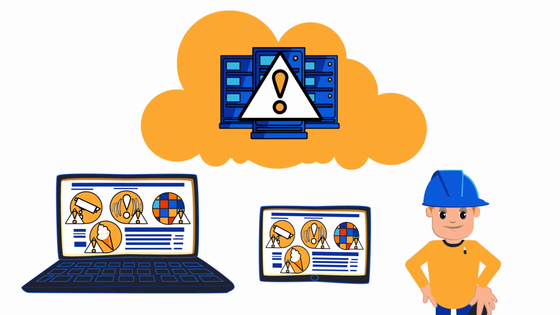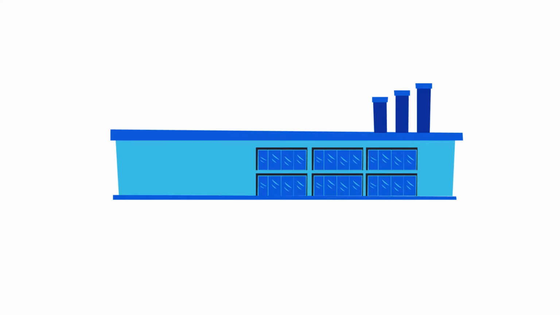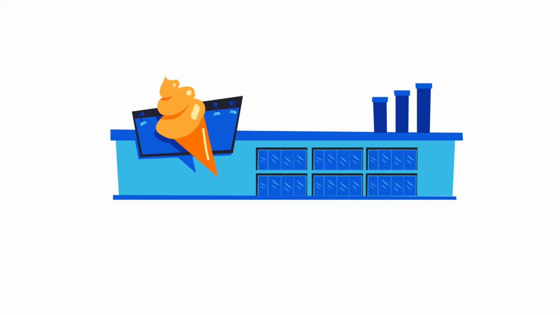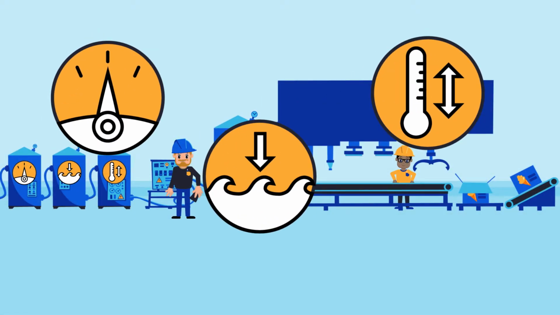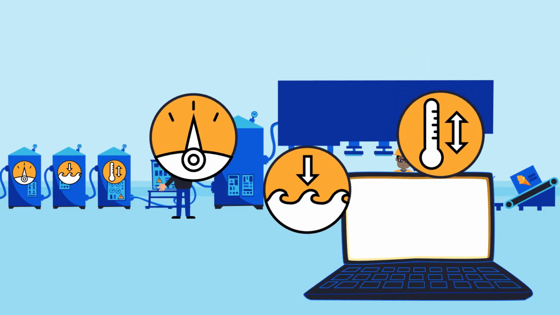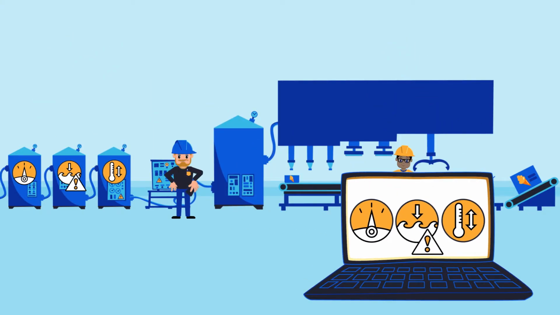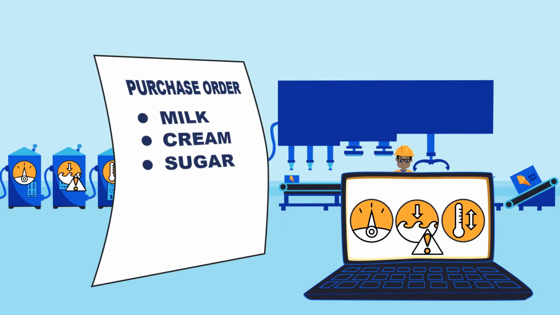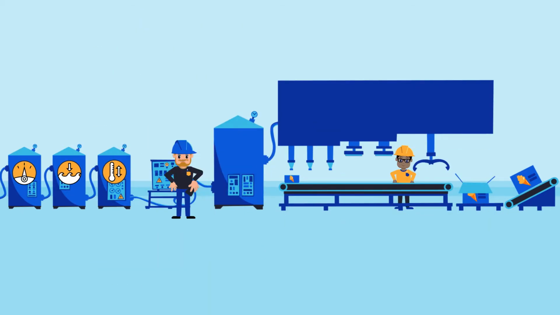To better understand, let's use an example to illustrate what IoT is. I work in a plant where we make ice cream. Through sensors, I get a real-time monitoring of the raw material levels in the tanks. Based on production forecasts, the system can automatically trigger a request for replenishment.